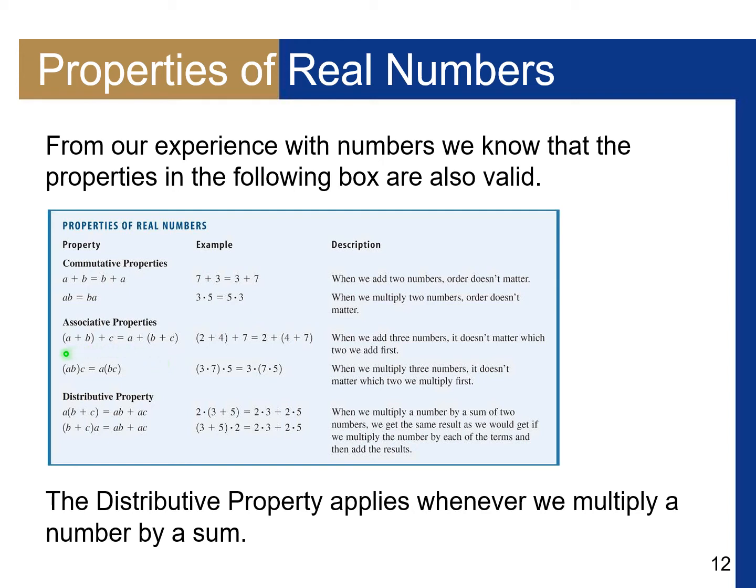The associative properties are your grouping properties. I could group these two first, add them, and then add the C, or I could add B and C first, and then add A, and I would get the same thing. It also works for multiplication. Then the distributive property: if you have a value on the outside of the parentheses, you're going to distribute it to each term inside the parentheses. You could also have your single term on the right side of the parentheses, and you would do the same thing. You would distribute it through.